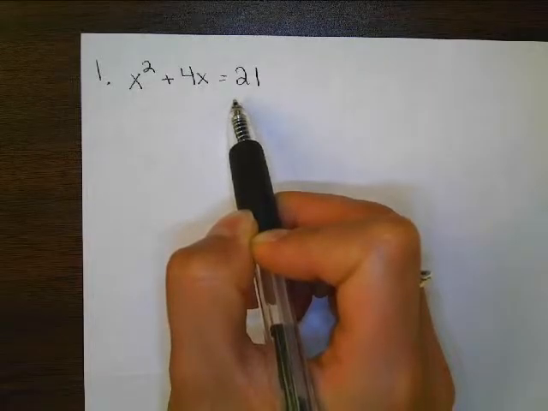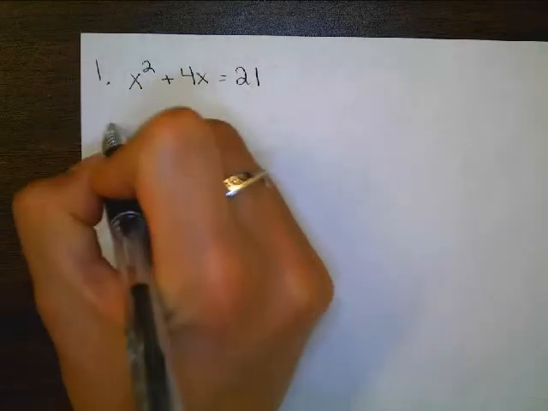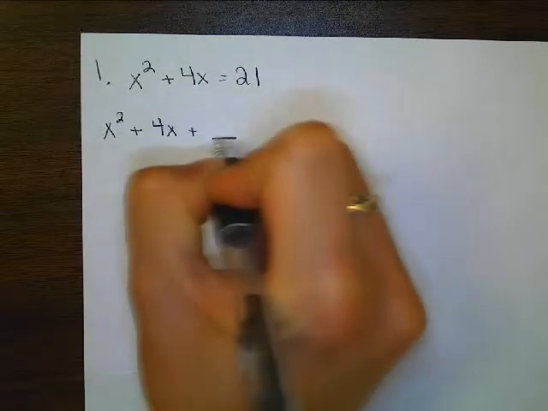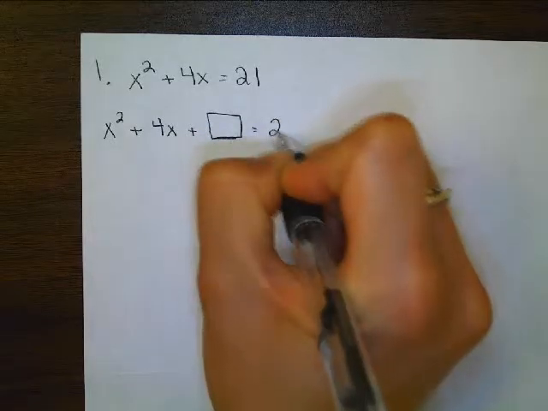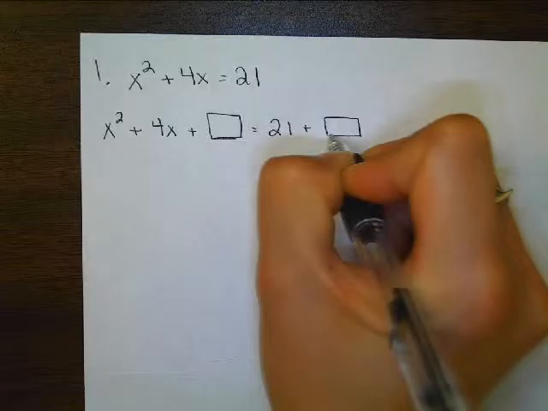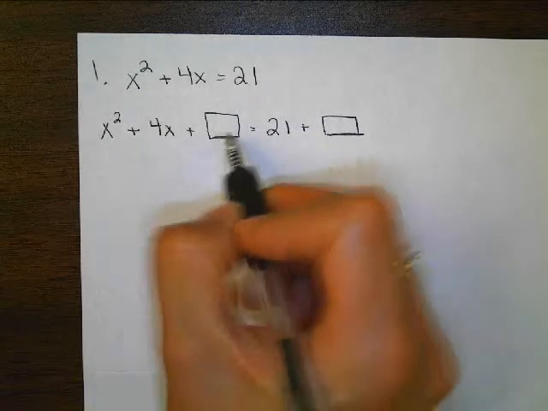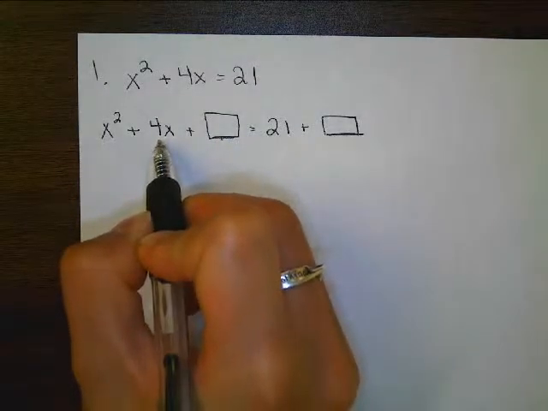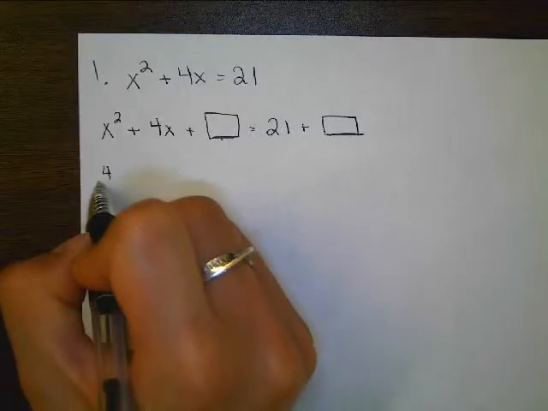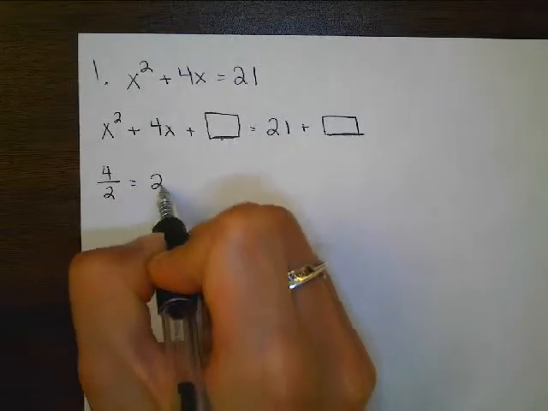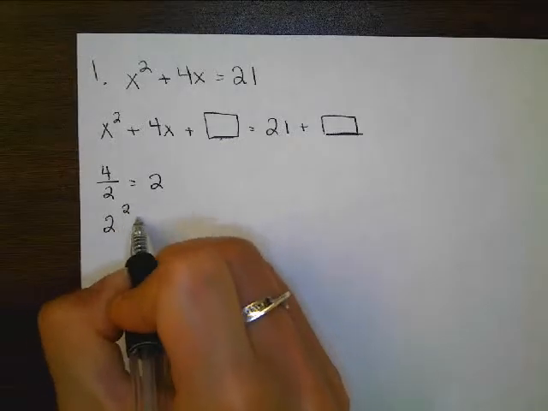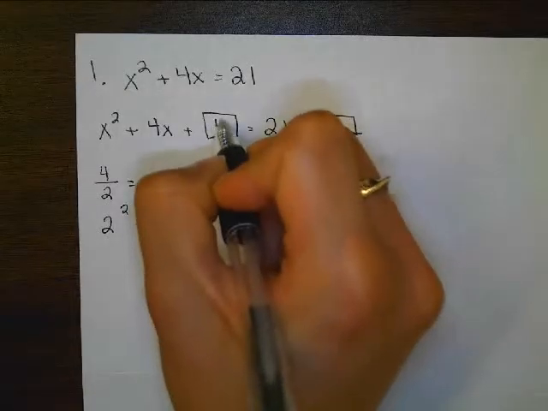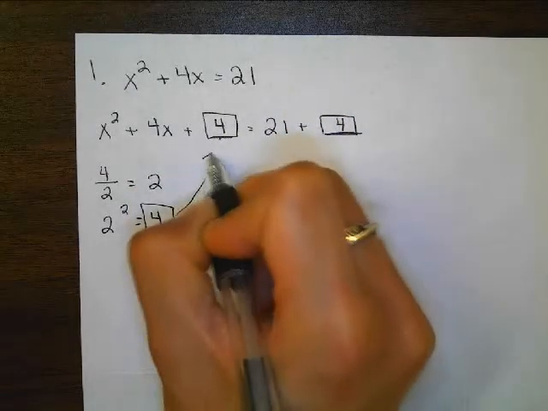So we can jump down to the third step, and what we're going to do is add a couple of boxes so that we know where we're going to put our constant term. Now to figure out what goes in this constant term, we have to take half of this linear term here, which is 4. So I'm going to take 4 divided by 2, which is 2. And then you have to square that number. So 2 squared is 4. So this is the number that's going to go in the box. So I'm going to add 4 here and add 4 here.